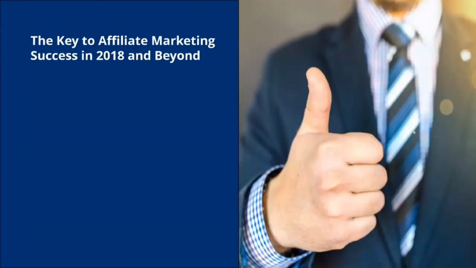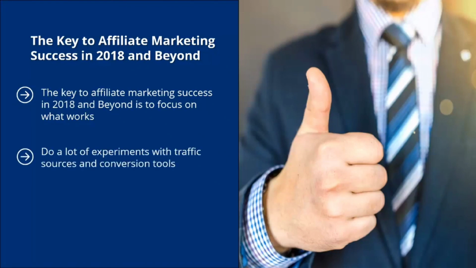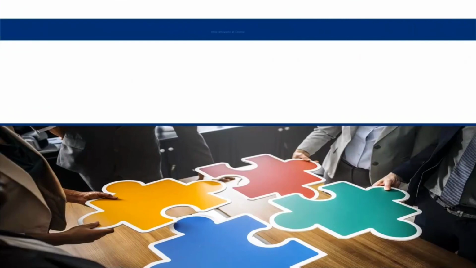Conclusion. The key to affiliate marketing success in 2018 and beyond is to focus on what works. Do a lot of experiments with traffic sources and conversion tools. But at the end of the day, you need to identify what works, optimize it so it converts at the highest predictable level possible, and then scale it up. In other words, do more of it, get more of that type of traffic, and produce more of that type of conversion tool. You should also optimize by changing your offers to ensure that you present an offer that converts at the highest predictable level.